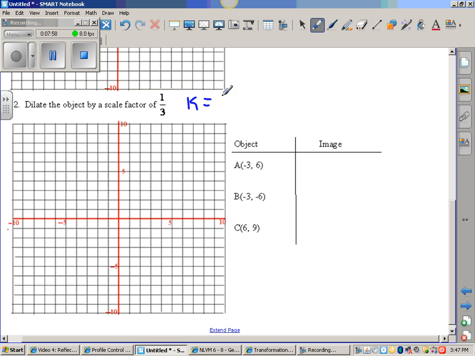So again, our scale factor is 1/3. That's the number we're going to multiply by. Don't get your operations confused. A dilation is multiplication. 3 vertices means a triangle. So we're going to graph -3, 6 is A. -3, -6 is B. And then 6, 9 is C. Take your straight edge. Connect your dots.